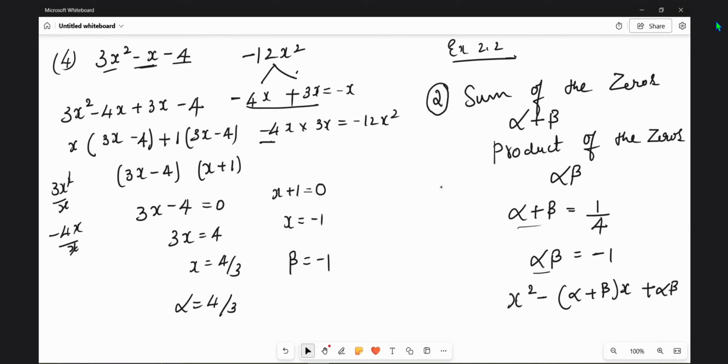Do that. What you will get? Polynomial. What is it? X square minus of alpha plus beta into x plus alpha into beta. It is the polynomial for the given alpha beta.